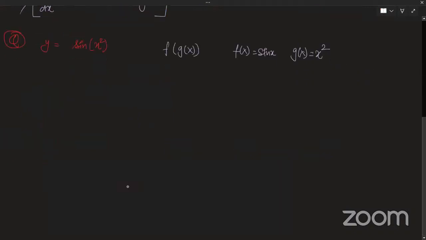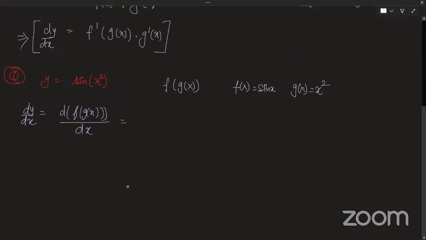So dy by dx is basically d f of g of x by dx, right? So if you just start doing the same thing, you will get the final result as f dash of g of x into g dash x. Can you tell me the value of f dash x? The derivative of sine x is cos x. And what is g dash x? 2x, sir.